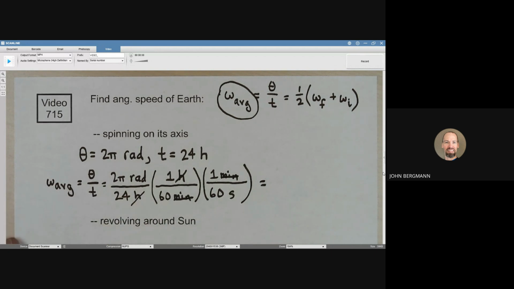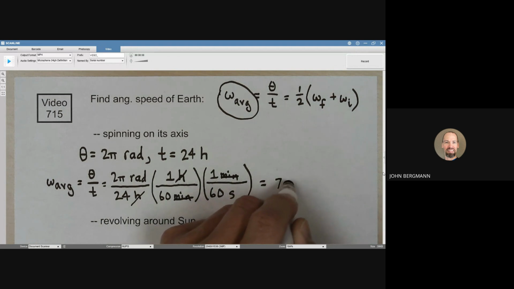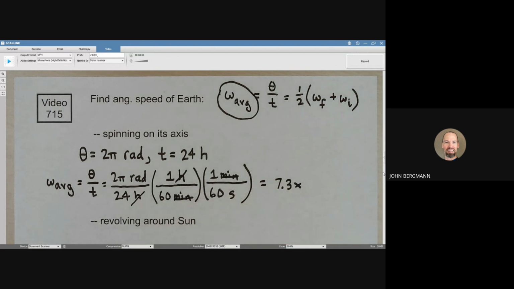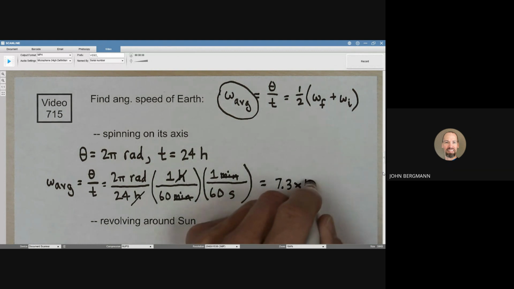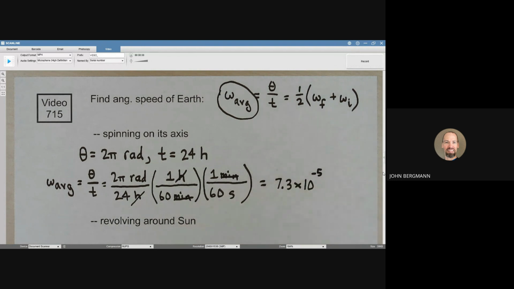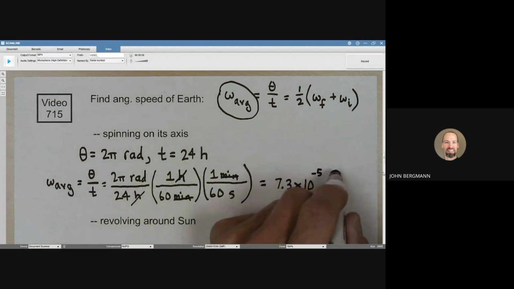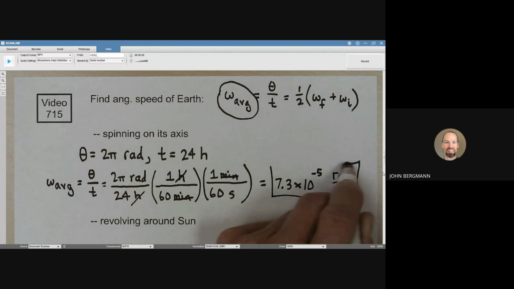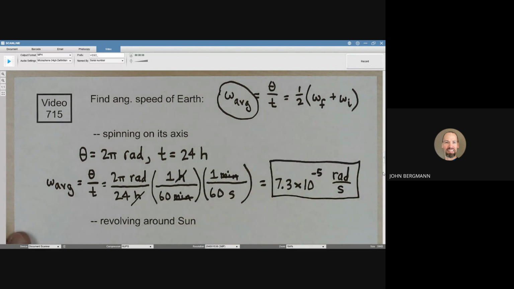We don't have any numbers that are given, so we really don't know to how many significant figures to round this. So it really doesn't matter. But I'm going to go ahead and round it to 2 significant figures. And when I typed it in, I got 7.3 times 10 to the negative fifth. And what are the units for angular speed? Radians per second, and that is shown right here in our work. We have radians in the numerator and seconds in the denominator. That represents a rate at which the Earth is rotating.